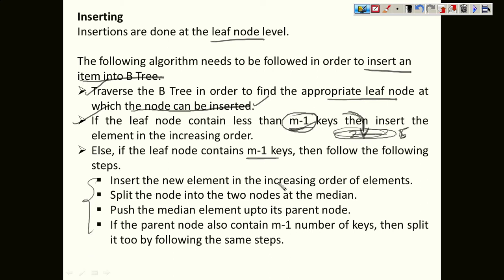Insert the new element in the increasing order of the elements. Initially we don't care about the m minus 1 number of keys; we simply insert the values as per the requirement. For example, we are assuming that this node is allowed to have a maximum of 5 key values. Let's say the values are 10, 13, 20, 25, 30, and now we need to insert a value 19.